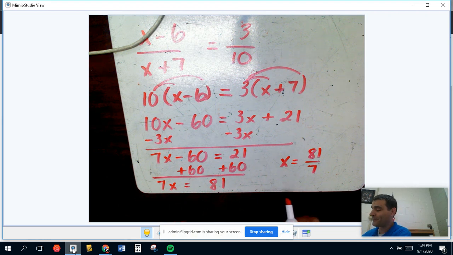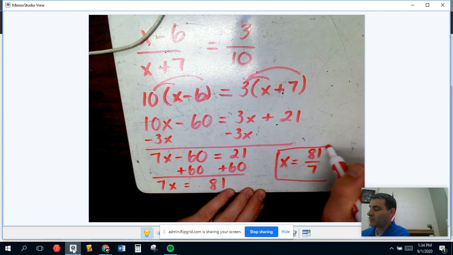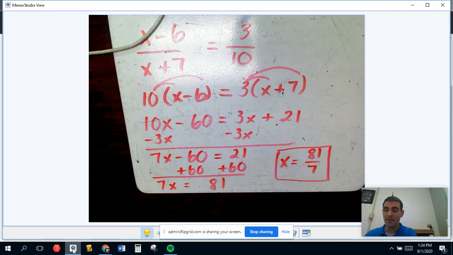which you can change to a decimal if you want to, but typically in algebra, the Algebra 1, Algebra 2 level, we would prefer an improper fraction, certainly over a mixed number. You don't see a lot of mixed numbers at this point, and also we prefer that over a decimal. The decimal would be 11.57 or so, I believe, but 81 sevenths will be fine here. So cross multiply.